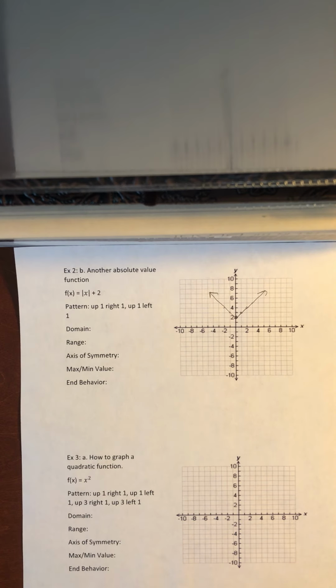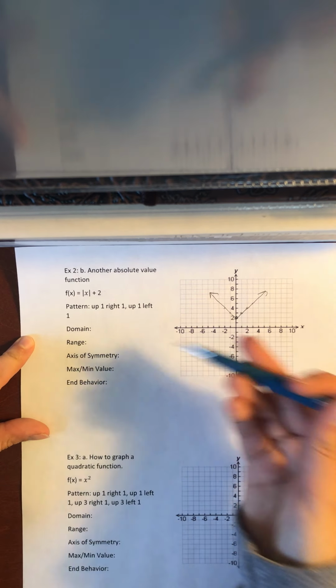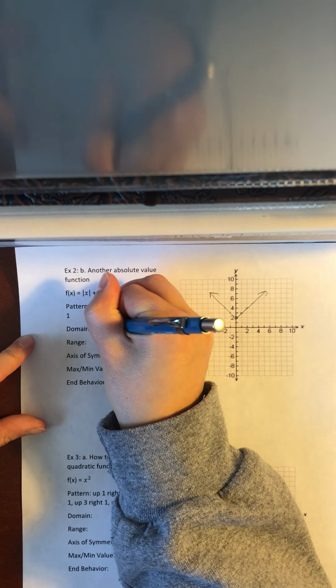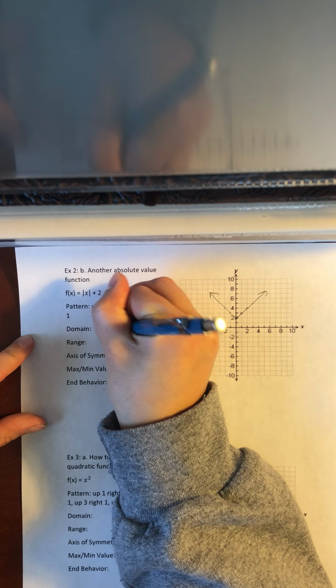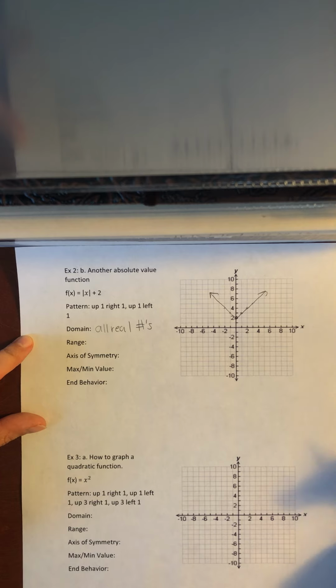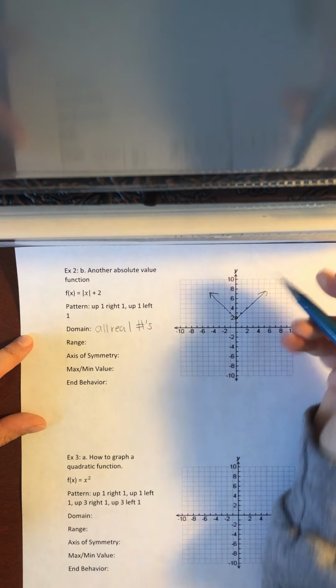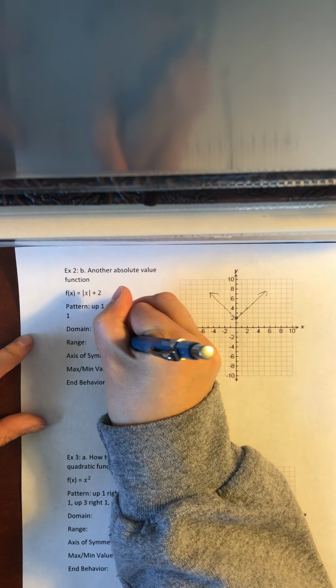Okay. Your domain is all of the x values. It goes on forever in this direction and this direction. So all of the x values are included. So all real numbers. Your range, well, your lowest y value is 2, and then it goes up from there. So it's y is greater than or equal to 2.